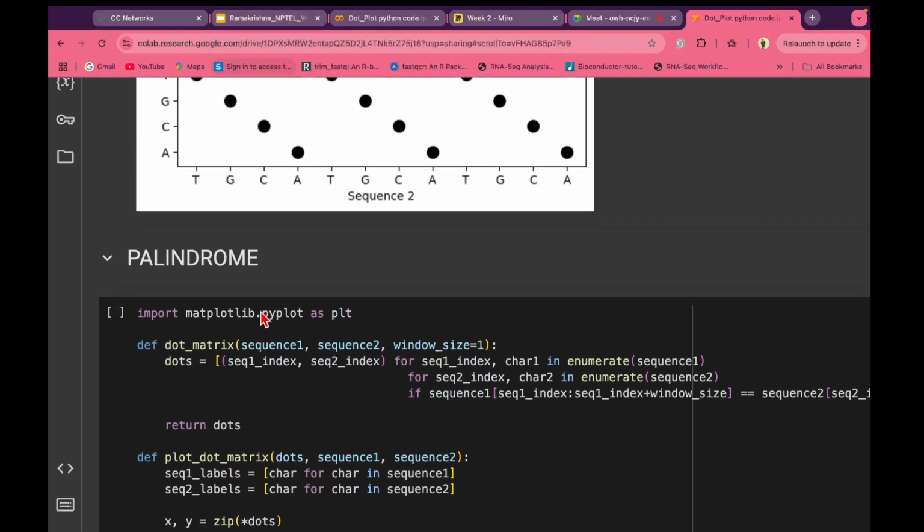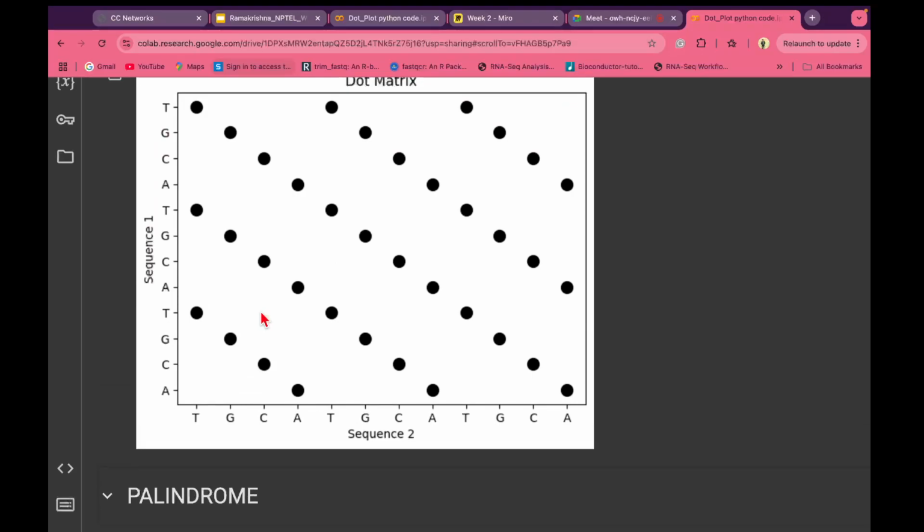Observing the dot matrix here, can you mention what window size I have used here? 1. Yeah, I'll wait for others also to answer. Others can use the chat box to mention what window size I have used in the Colab notebook. And why it is 1, how it is 1.